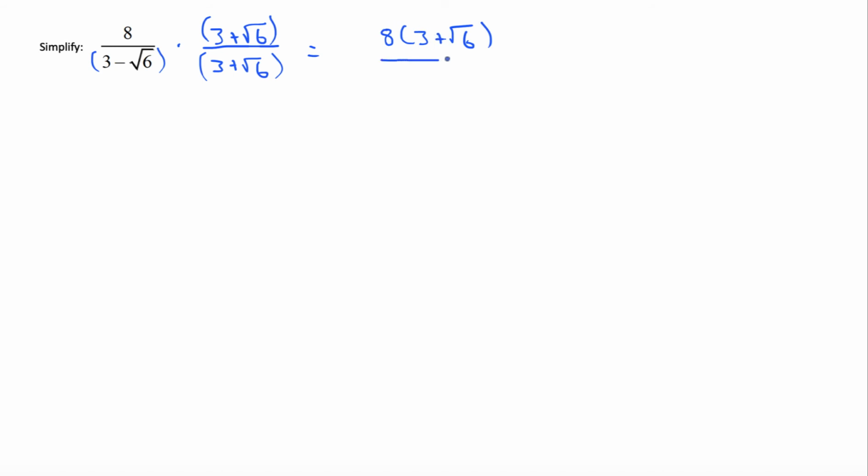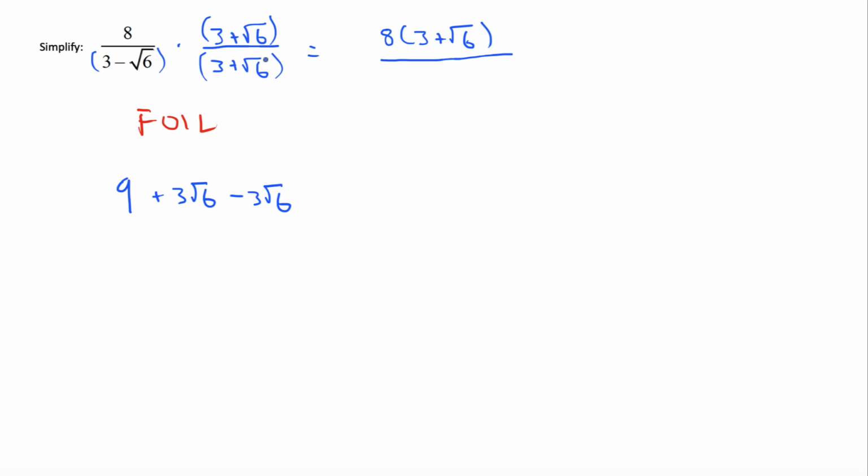But the key is on the denominator, right? Notice what happens. We're multiplying conjugates together, right? 3 minus radical 6 times 3 plus radical 6. Notice what happens when we FOIL this. So 3 times 3 gives us the 9. The outer term, 3 times radical 6, is 3 radical 6. The inner term here gives us a minus 3 radical 6.